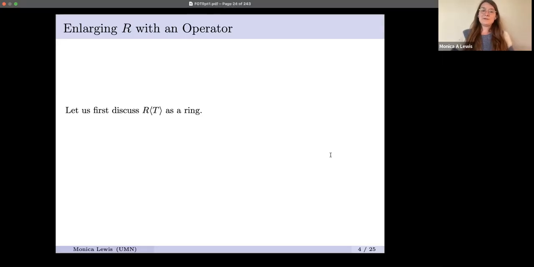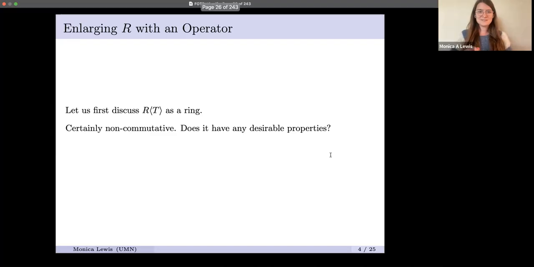Well, let's talk just a bit about RFT as a ring before we move further. So it is certainly a non-commutative ring, right? Differentiation does not commute with multiplication by X, right? If I multiply by X and then differentiate, or differentiate and multiply by X, those are not the same operator. Likewise, multiply by X and then apply Frobenius is not the same thing as apply Frobenius then multiply by X.